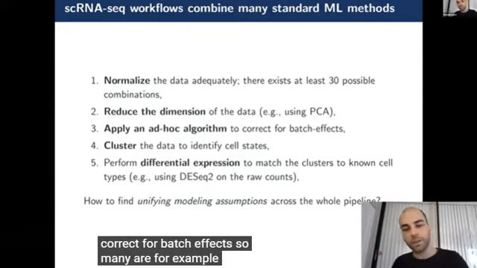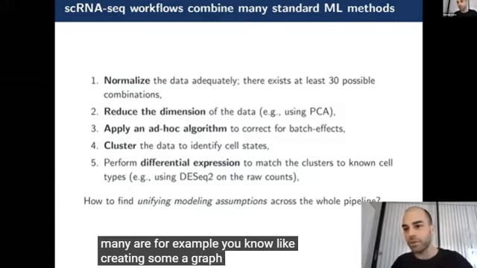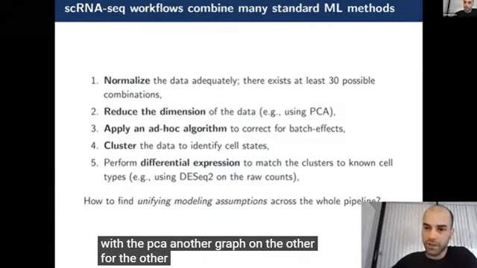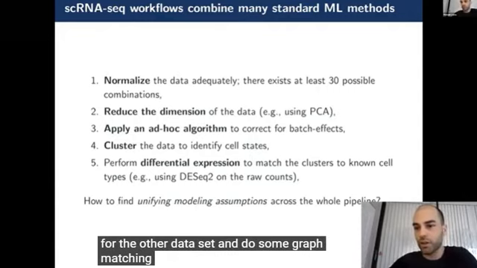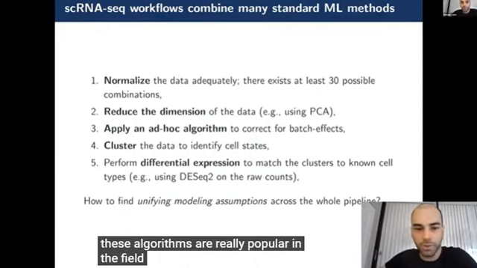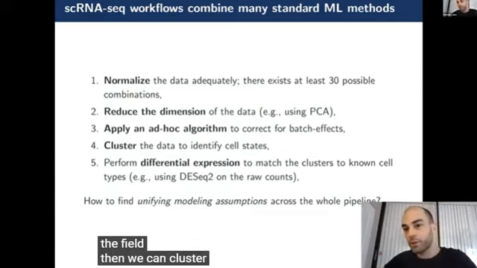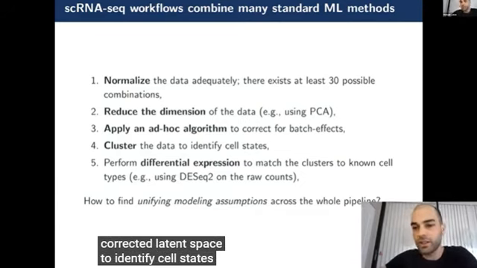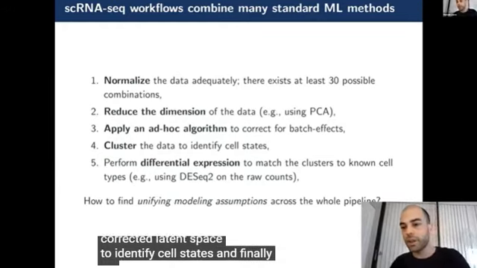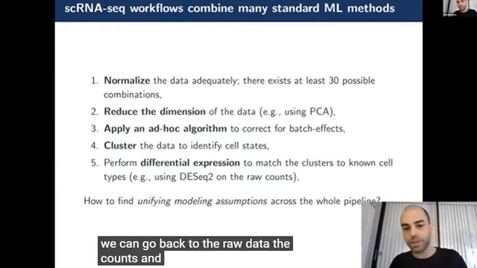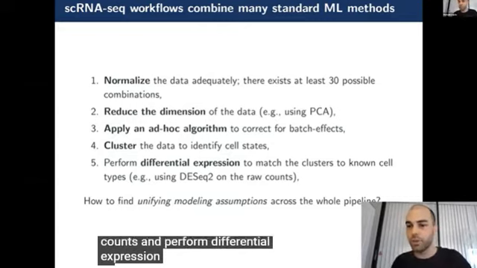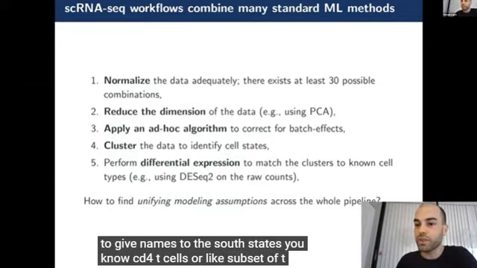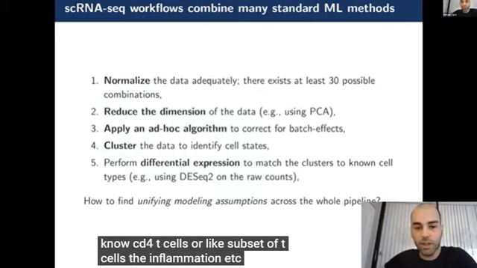Many of these are, for example, creating a graph in one dataset with the PCA, another graph for the other dataset, and doing some graph matching. These algorithms are really popular in the field. Then we can cluster the corrected latent space to identify cell states. And finally, we can go back to the raw data, the counts, and perform differential expression to give names to the cell states: CD4 T cells or a subset of T cells, inflammation, etc.